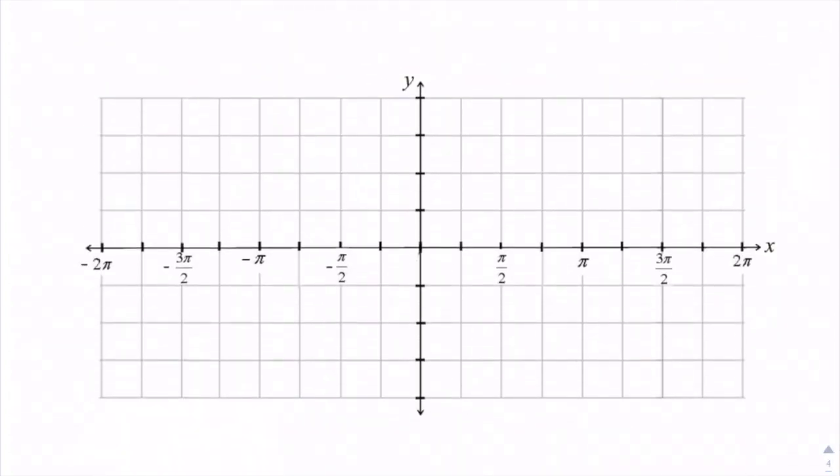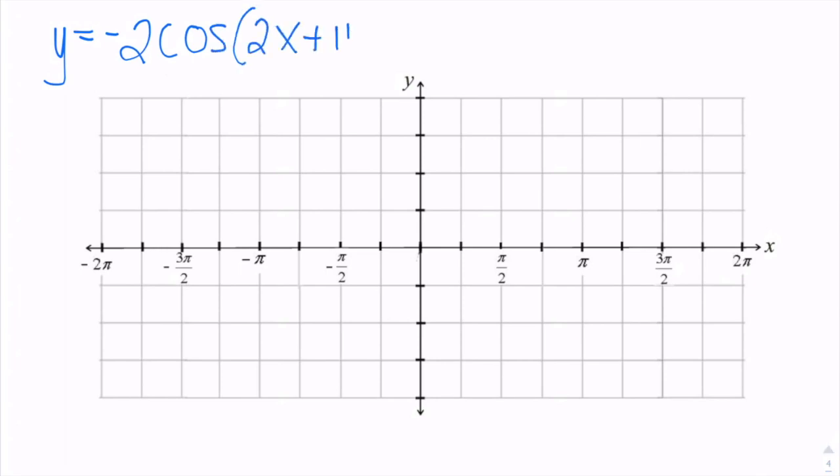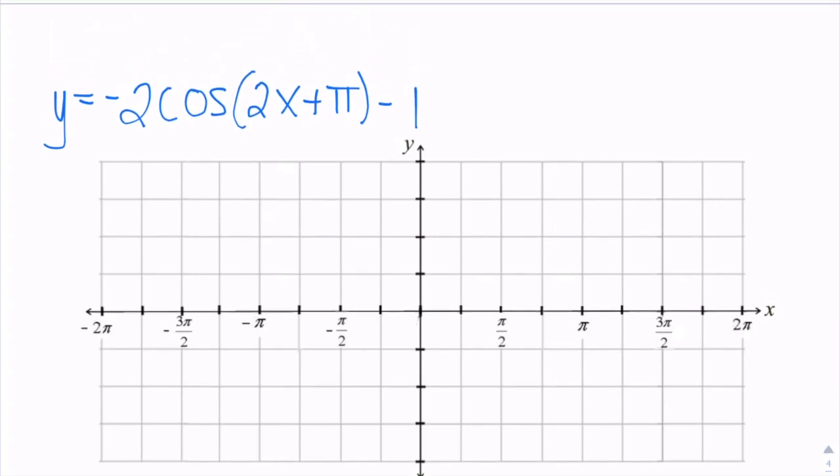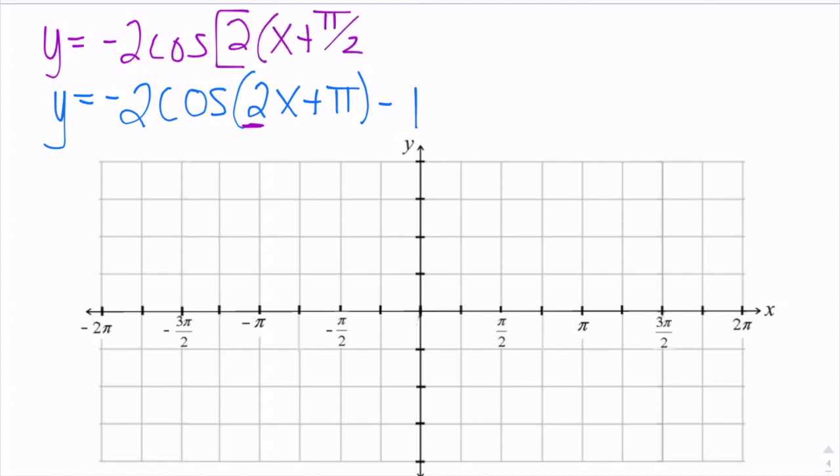I have one more challenging one for you. So if we have y equals negative 2 cosine of 2x plus pi, minus 1. We're kind of putting everything together now. So the first thing we need to do is factor out this b value in front here. So y equals -2 cosine 2 times x plus, remember we take this value, divide by what you factored out, and then minus 1.